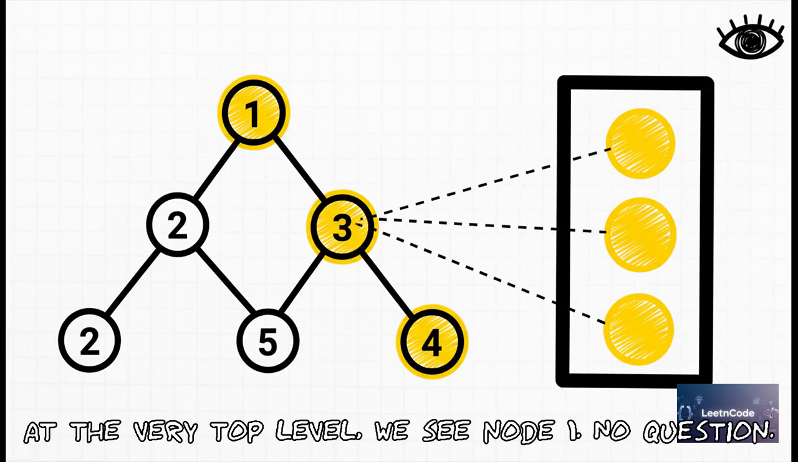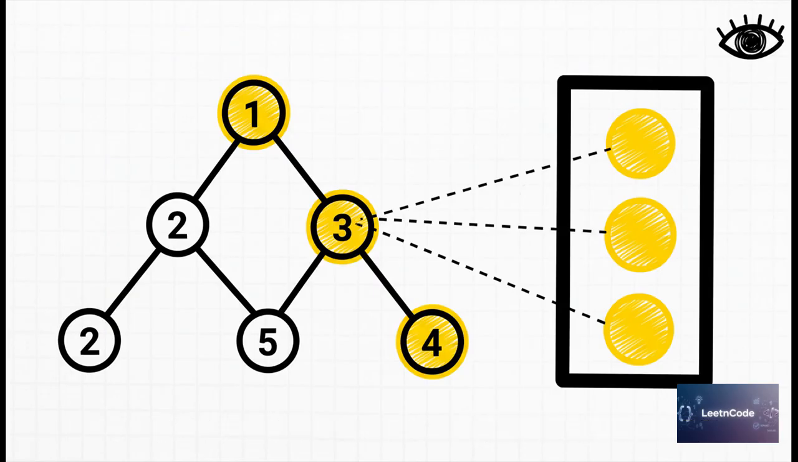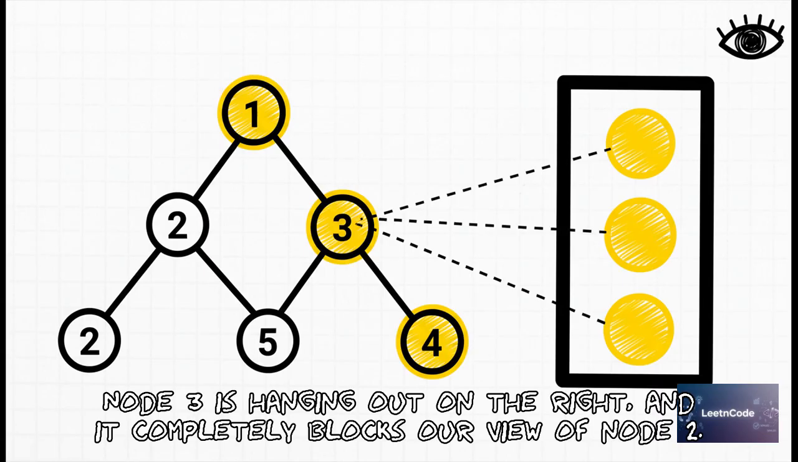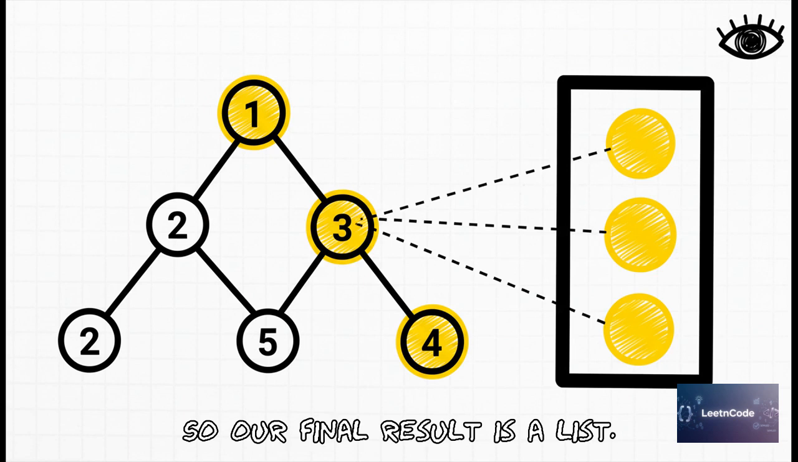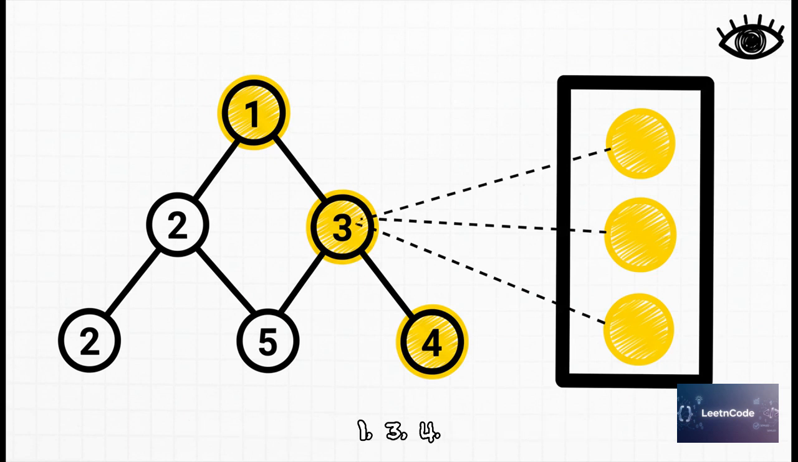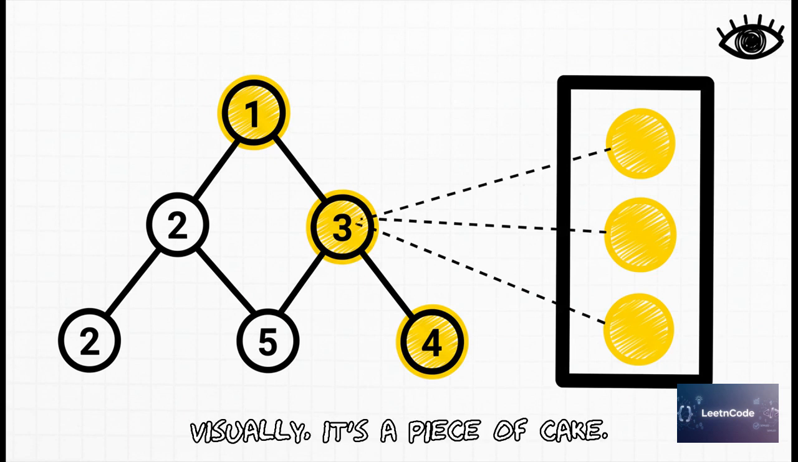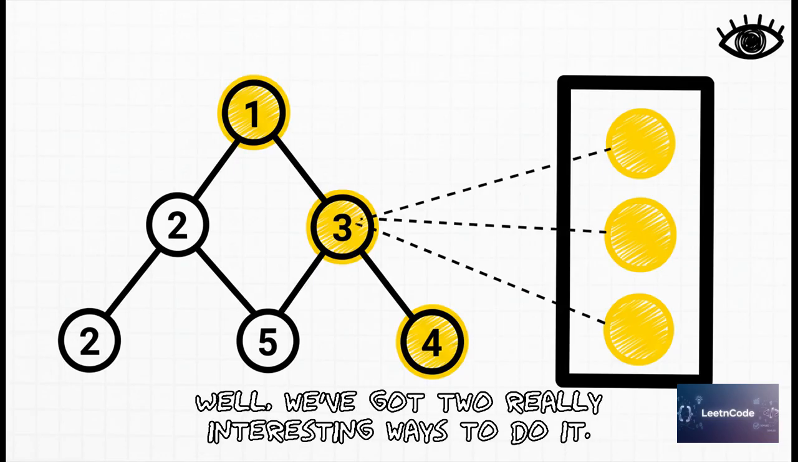Okay, let's look at this example right here. At the very top level, we see node 1, no question. Now look at the next level down. Node 3 is hanging out on the right, and it completely blocks our view of node 2, so we see 3. And at the very bottom, node 4 is the only one on its level that's visible from the right. So our final result is a list: 1, 3, 4. Visually, it's a piece of cake, but coding it, well, we've got two really interesting ways to do it.